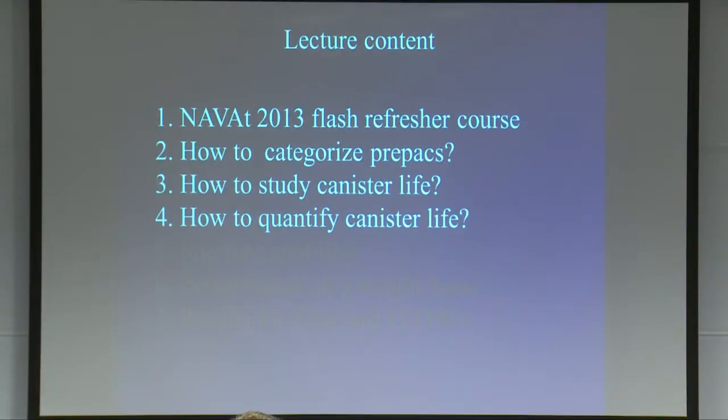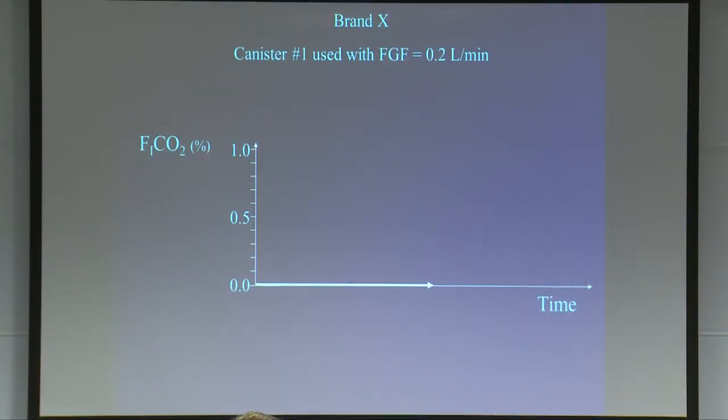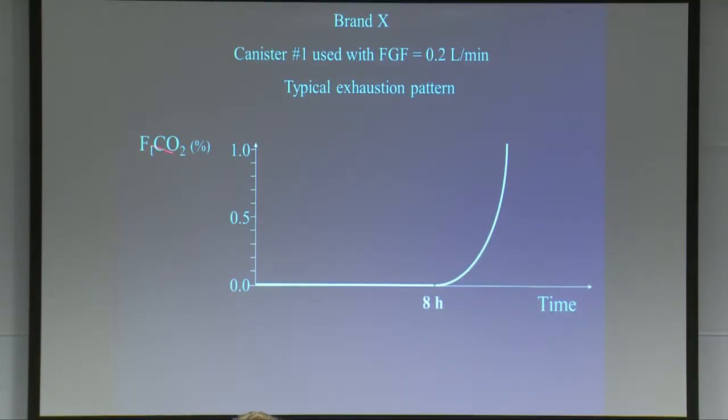How to quantify canister life? Well, let's say we're going to start with the first brand. I mean, Medisorb, whatever. And I'm going to take the first out of these 12 canisters, and I'm going to put it in the circular breathing system and use a fresh gas flow of 0.2 liters per minute. And over a long time here, nothing will happen because the CO2 absorber will be absorbing the CO2. At some point, the CO2, the inspired CO2, will start to rise. And this is the typical exhaustion pattern.